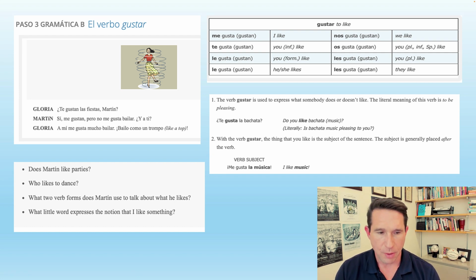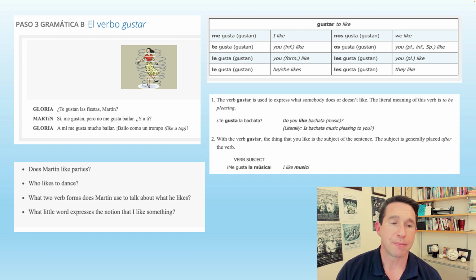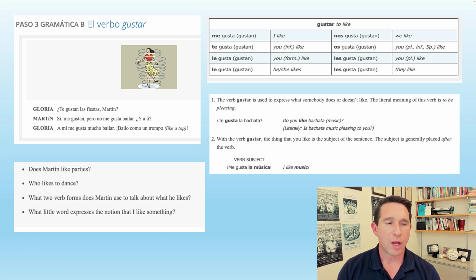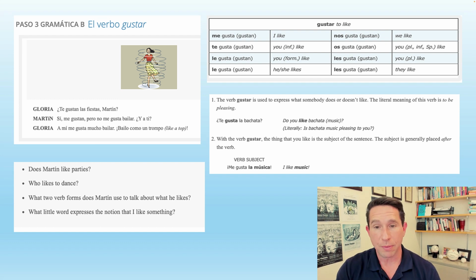What two verb forms does Martin use to talk about what he likes, right? So he says me gustan, right? So the conjugated form, and then he says no me gusta bailar. So he doesn't like to dance, right? What little word expresses the notion that I like something? Of course, me gusta. So the verb gustar is used to express what somebody does or does not like.